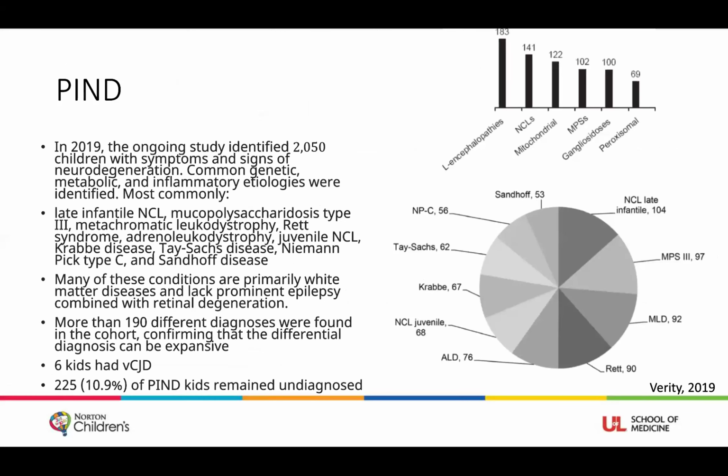What they found, and I'll just have you focus on the graphs over here, was that when you do all that, you actually come up with basically a list of leukoencephalopathies and sort of storage disorders, where what happens is you result in a dementia, whether that be peroxisomal or gangliosidosis, mucopolysaccharidosis, or mitochondrial disorders or NCLs.